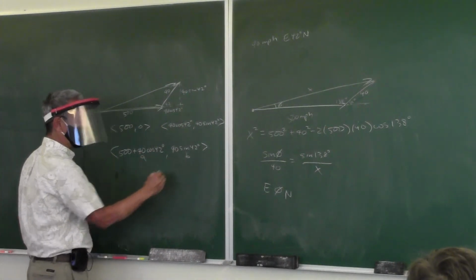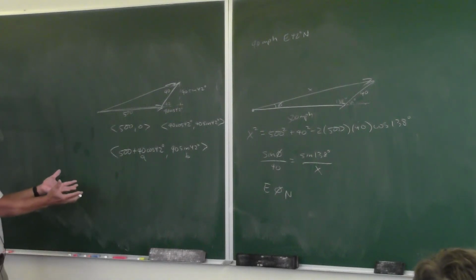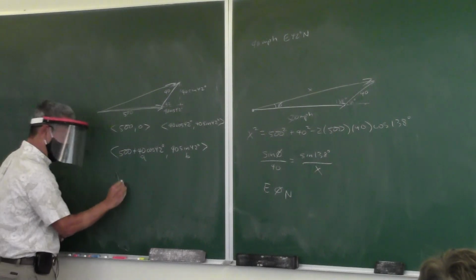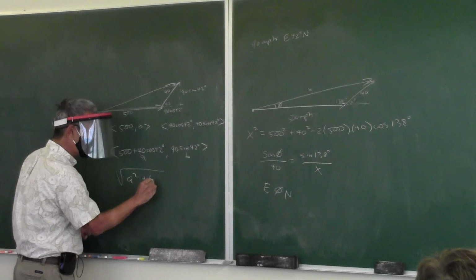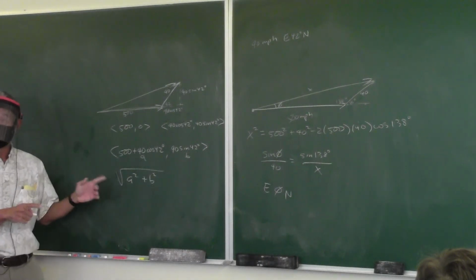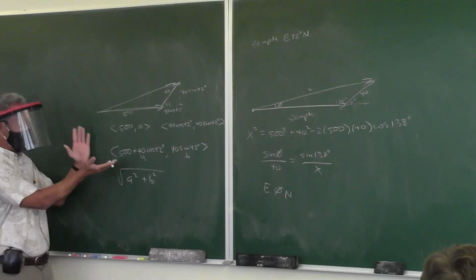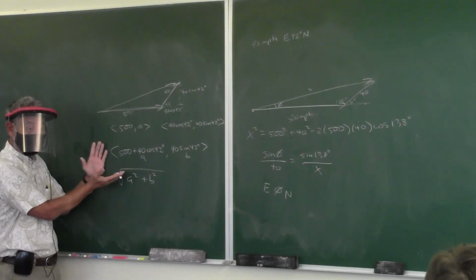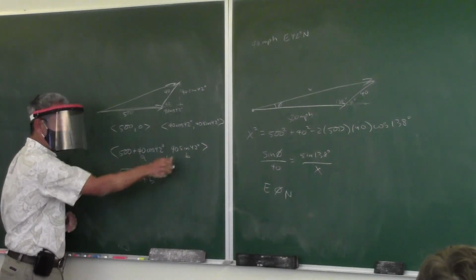Okay, if I call this A and B, we just did this 15 minutes ago. Square root of a squared plus b squared. This will be the new speed of the airplane. Remember, if you have a vector in component form, how do you find the length? Square root of that squared plus that squared.